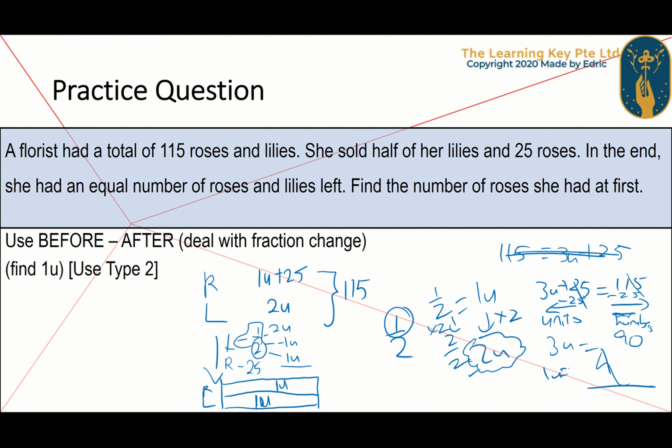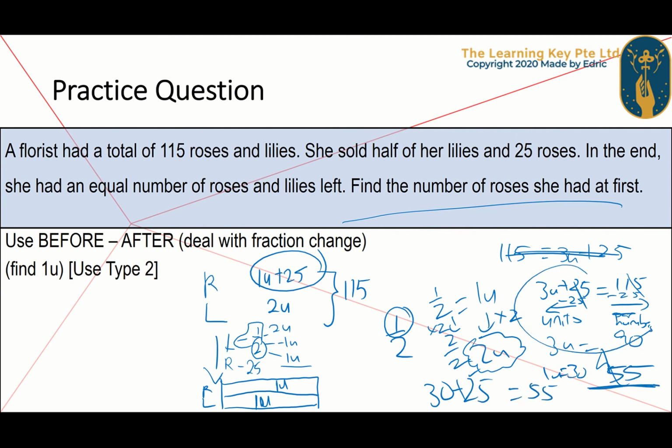Then 1 unit equals 30. So find the number of roses she had at first. The roses she had at first is 30 plus 25 equals 55. That's why your answer is 55. You may not understand this because I'm about to explain it to you now.